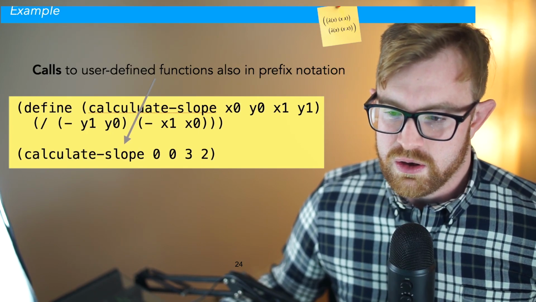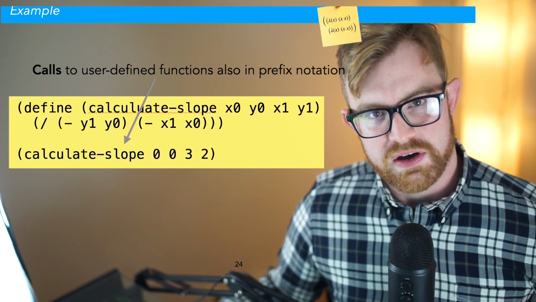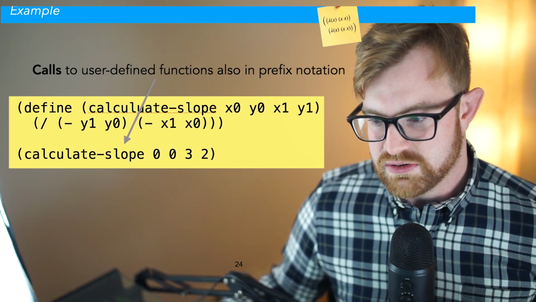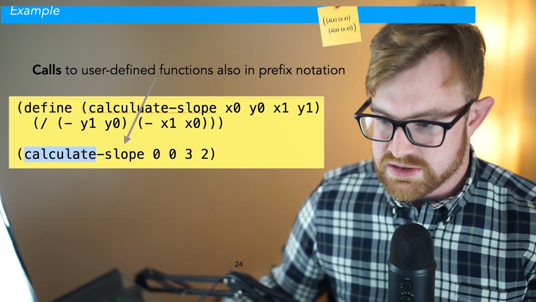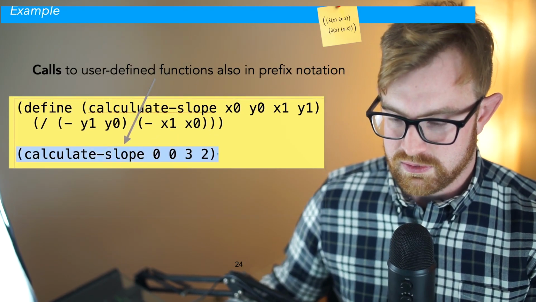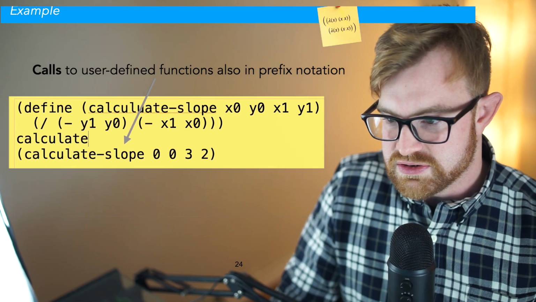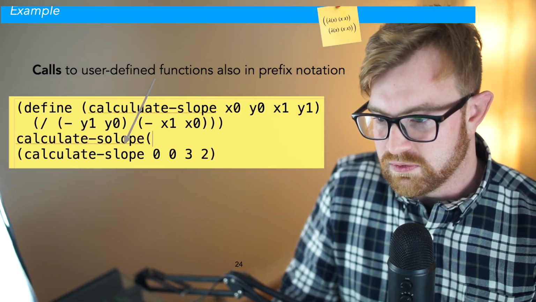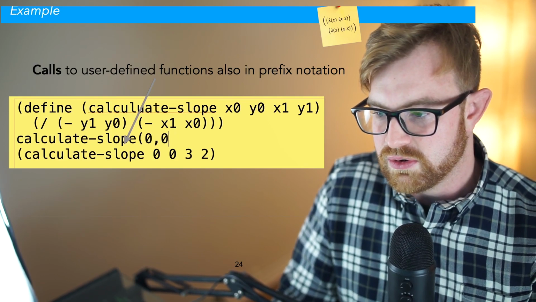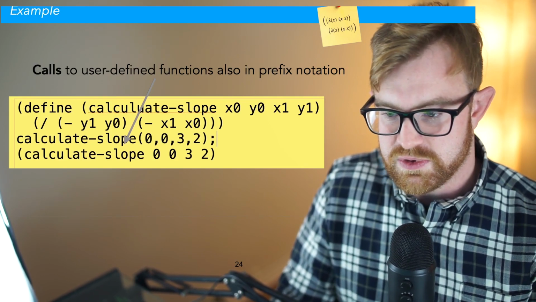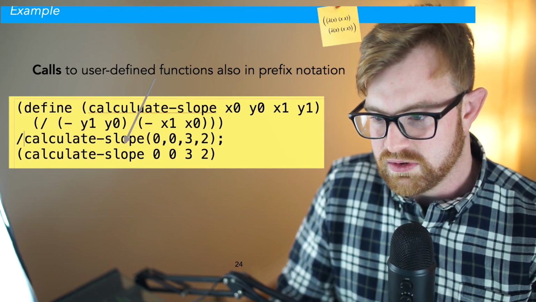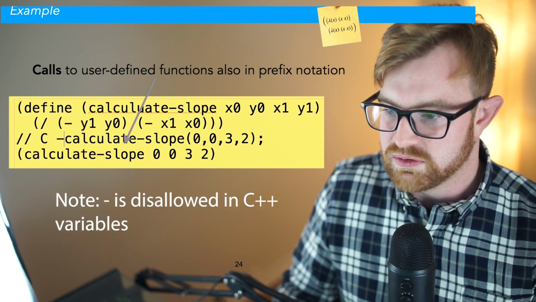There really aren't too many others. And then note that all of the calls to a user-defined function within Racket code are also always in prefix notation. And so in C++, you might be used to writing something like, for example, calculate slope 0, 1, 0, 3, 2, something like this. This might be sort of very sensible C code.